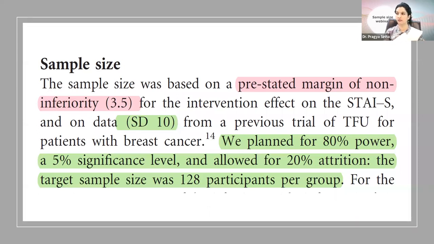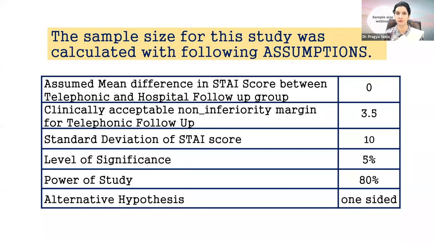Although it is written here, do it in the statulator. So these are the input values for all of you: 3.5 is the margin acceptable, 10 is the standard deviation, and 5% and 80%. So yours is coming to 202.